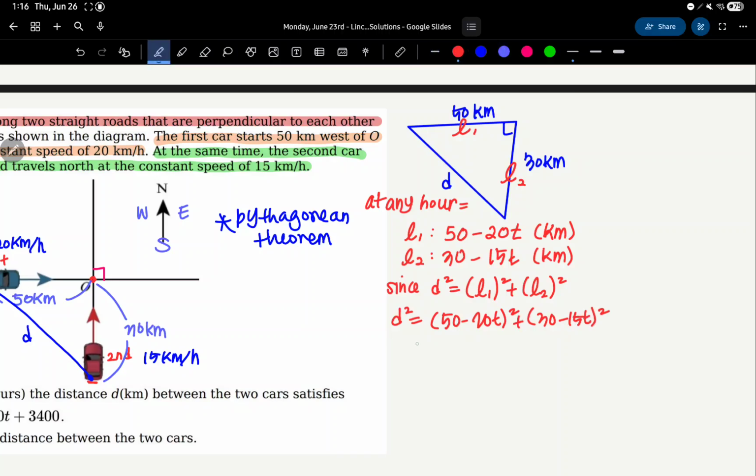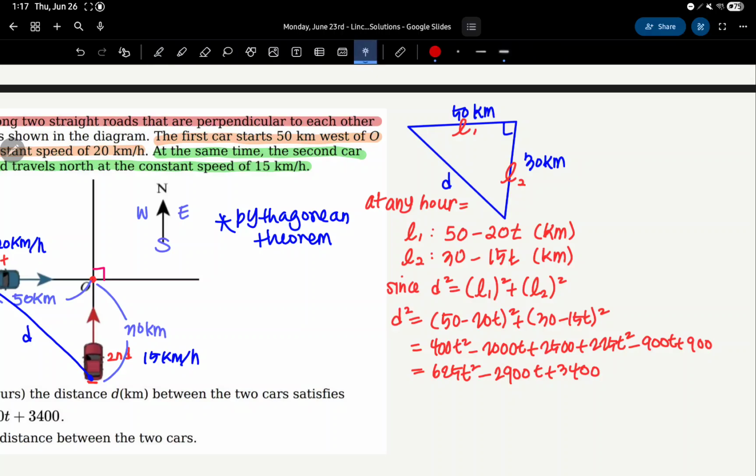If I do the math here, I'm going to get 400t squared minus 2000t plus 2500 plus 225t squared minus 900t plus 900. So from here, if I rearrange the numbers and add them together with like terms, I get 625t squared minus 2900t plus 3400. Exactly. So is this equal to what we were supposed to prove?